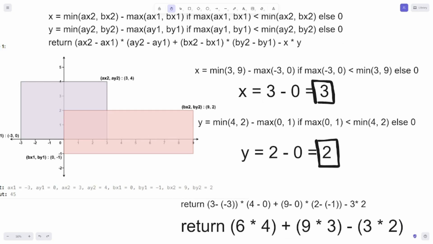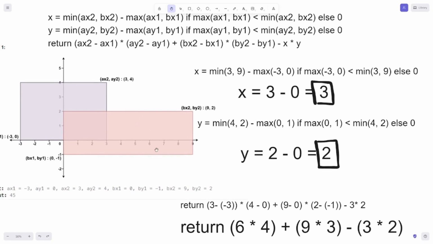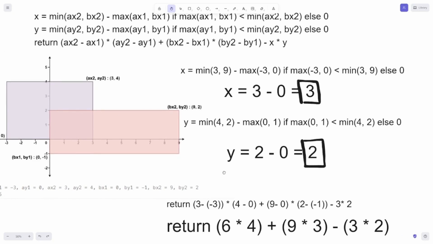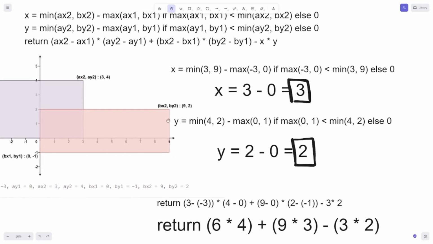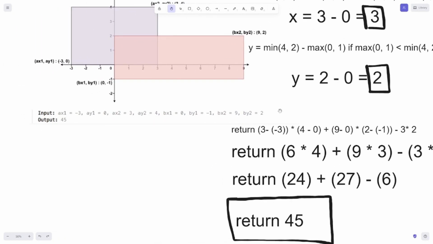is 6. Now that we've calculated the overlapping area, we can simply subtract it from both rectangles' areas to find the answer. The area of the first rectangle: the difference in the x-axis is 3 minus negative 3, times the y difference, 4 minus 0, so 6 times 4, that's 24, the area of the purple rectangle. For the next rectangle, 9 minus 0 is 9, times 2 minus negative 1, that's 3, so 27. So 24 plus 27 minus 6 gives us the answer, 45.